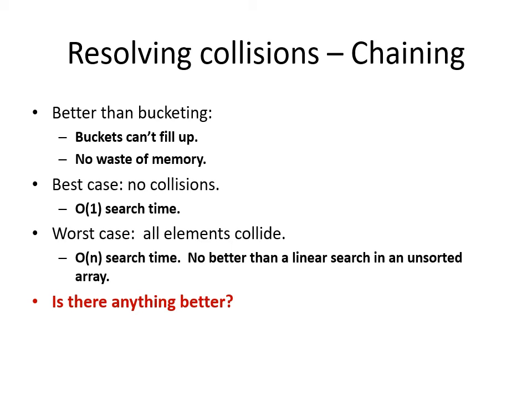We do have the same best case situation. If we have no collisions, then we're guaranteed our constant search time. Our worst case, though, if we had the worst hash code ever and they all tried to collide into chain 0, again, we have something that's no better than a linear search for an unsorted array. So again, some big improvements going from linear probing with a one-dimensional array to bucketing with 2 dimensions and now chaining with lists. But is there something better than this?